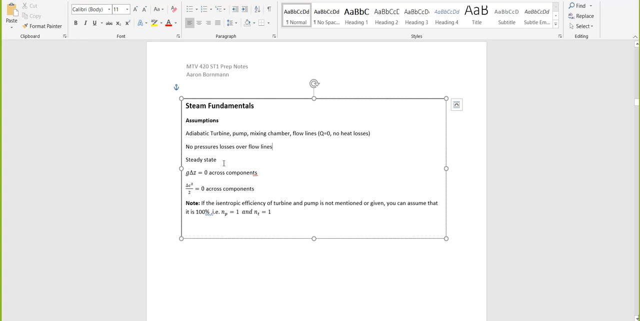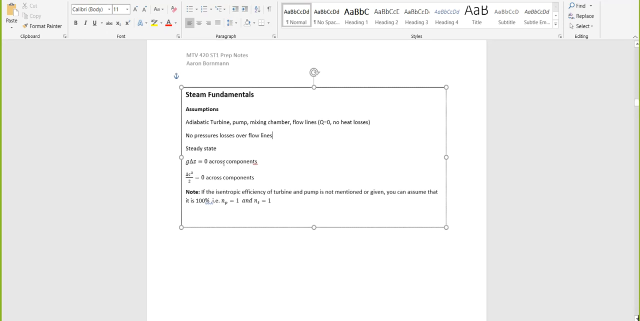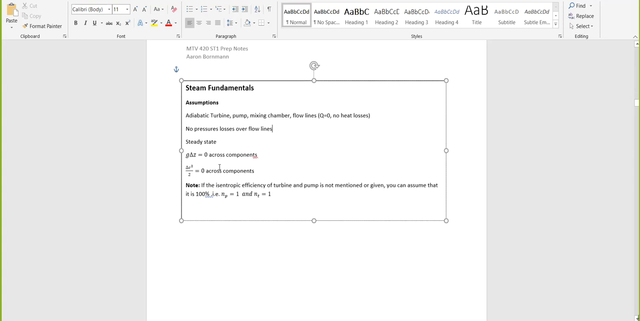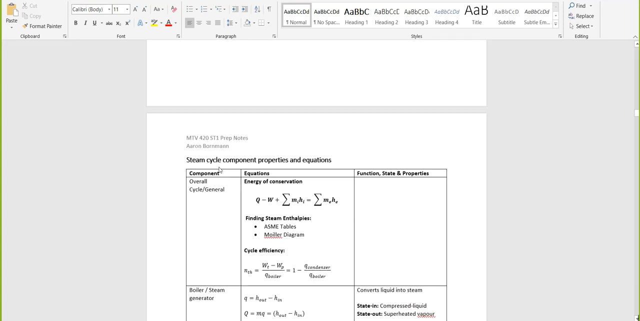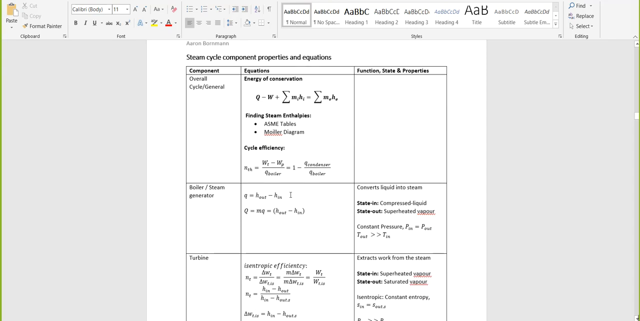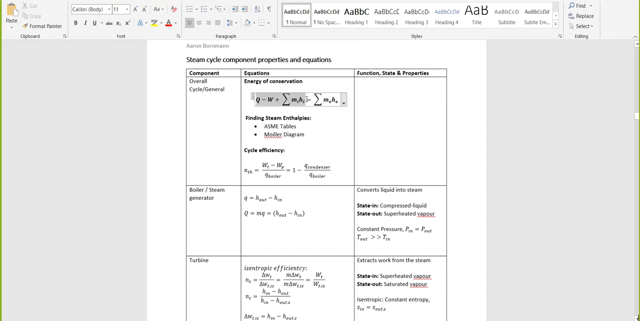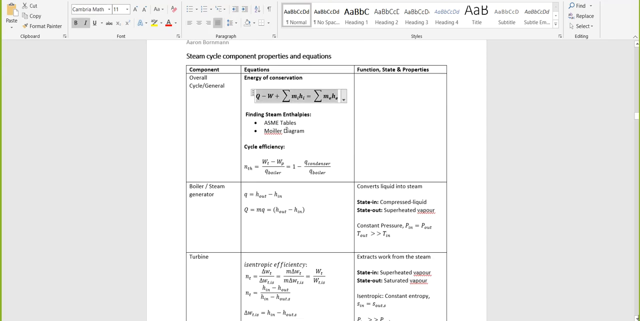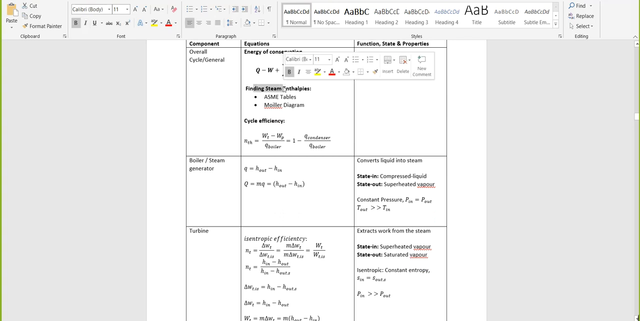Over flow lines, steady state. Yeah, and that's pretty much our assumptions there. And then we have our table with all our equations. So generally, with all the equations, you're just going to be using energy conservation around the components. And then you want to find your enthalpies, and for your enthalpies, you use your tables.